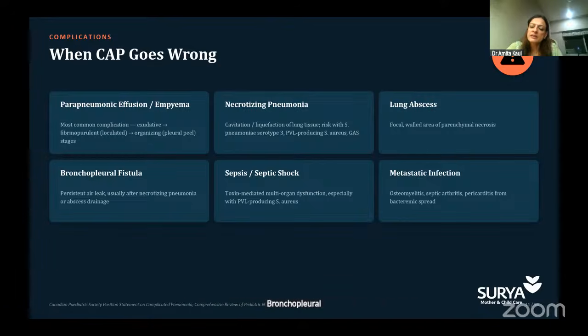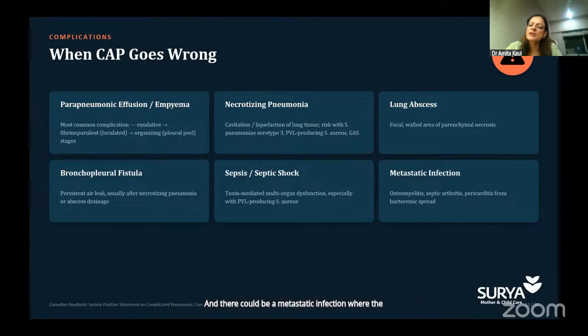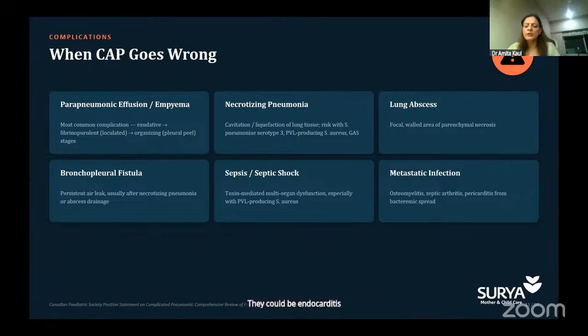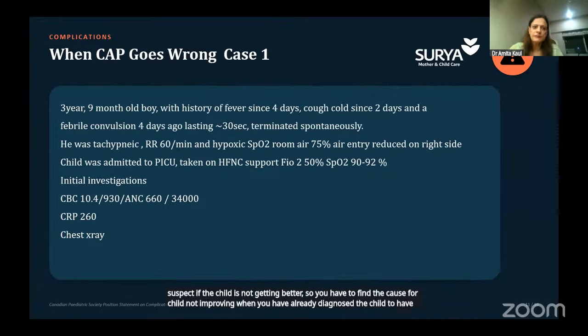Bronchopleural fistula is a complication where there's a necrotizing pneumonia and the child develops a bronchopleural fistula and you need to put ICDs, or there are persistent air leaks. Sometimes the bacteria is very, very virulent and the child can present with sepsis and septic shock. And there could be a metastatic infection where the infection is not just limited to the lung, it goes to other parts of the body. There could be osteomyelitis, septic arthritis, there could be endocarditis. So these things you can only diagnose when you suspect that the child is not getting better. So you have to find the cause for the child not improving when you have already diagnosed the child to have a pneumonia. So let's do some cases.